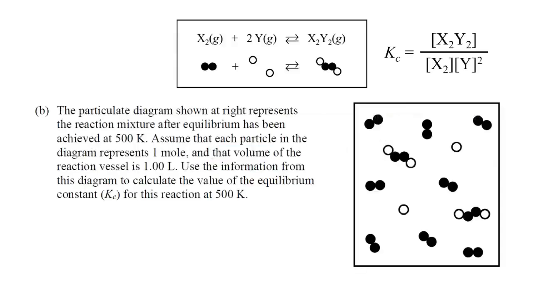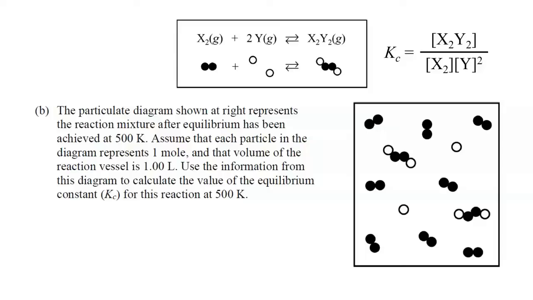Part B, the particulate diagram shown at right represents the reaction mixture after equilibrium has been achieved at 500 kelvins. Assume that each particle in the diagram represents 1 mole, and that the volume of the reaction vessel is 1.00 liters. Use the information from this diagram to calculate the value of the equilibrium constant Kc for this reaction at 500 kelvins. The first thing I'm going to do is count the number of each type of particle in this diagram. Then I will plug those values into the Kc expression.